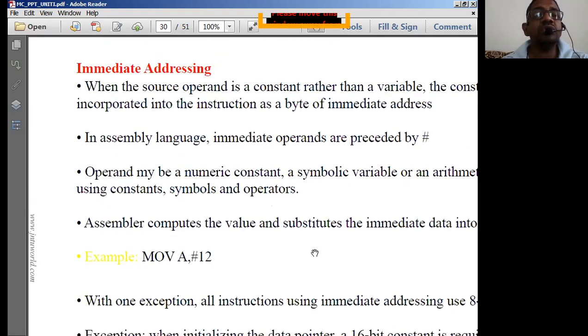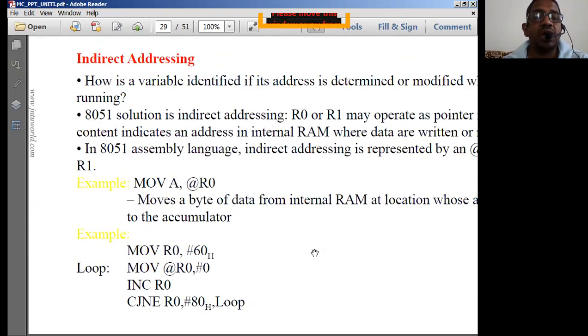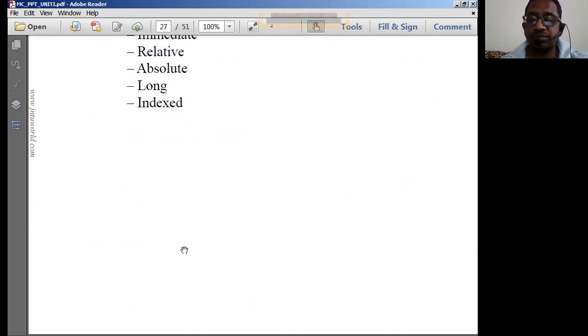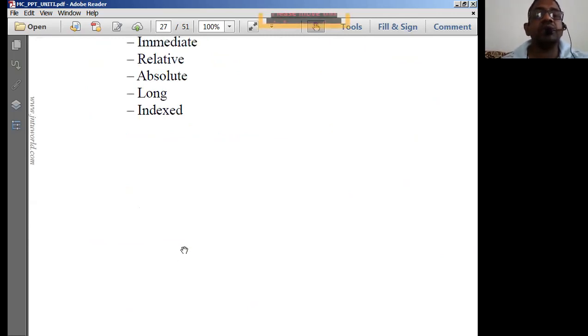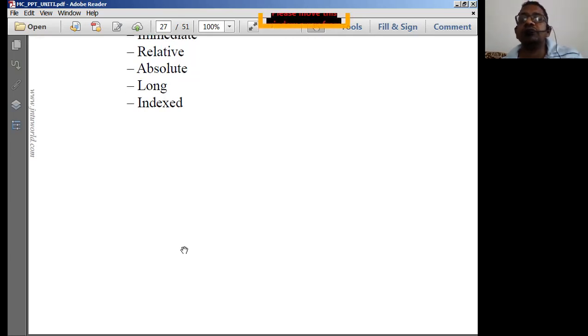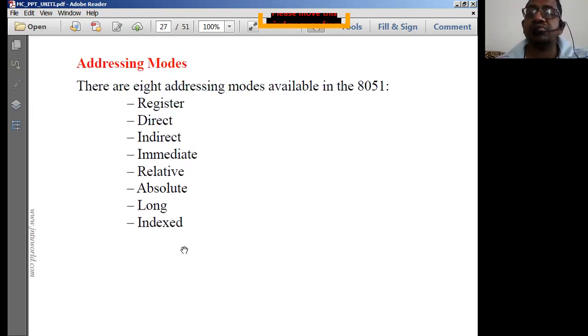So these are the addressing modes using which we normally transfer our data into the microcontroller. With this we'll stop our discussion in today's session, and in the next session we will continue with other addressing modes such as relative, absolute, long and indexed addressing modes. After this we'll look into some problems related to the addressing modes, and some instruction sets as well. Before we do programming, we'll see some of the instruction sets.